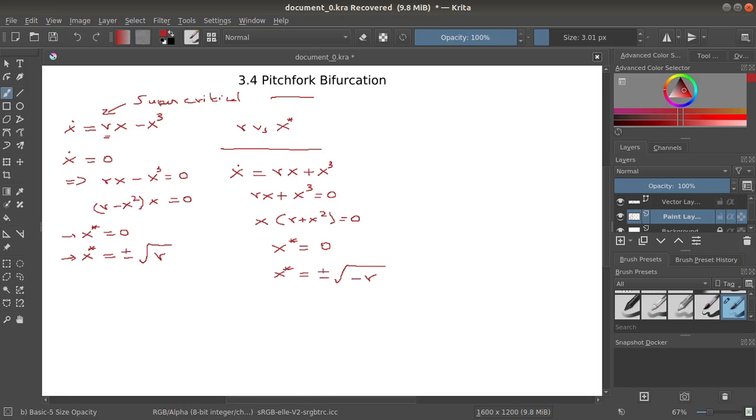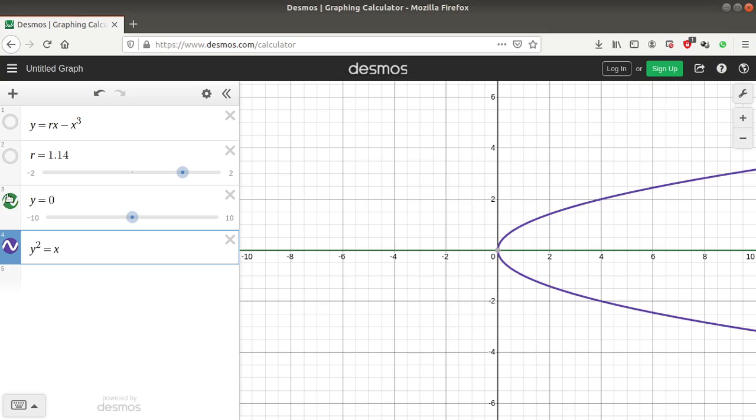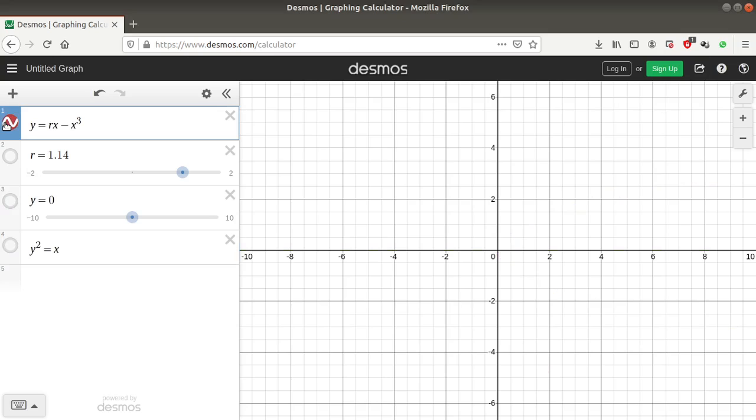Okay, let's plot this one. Let's see the phase portrait of this one. So this is my supercritical pitchfork bifurcation, and the subcritical pitchfork bifurcation, if I put plus instead of minus, I'll get this value. Okay, and now if I take r to negative, I am having 3 fixed points. So this one, and this one.